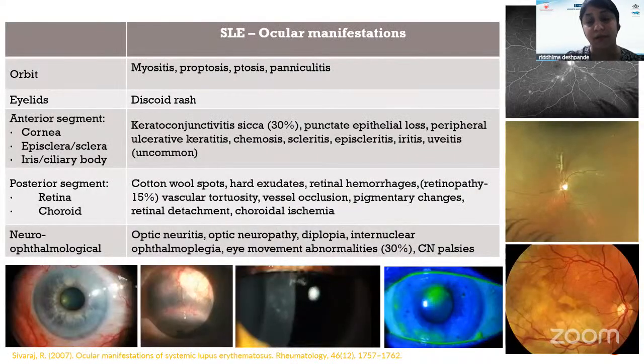Other ocular manifestations include myositis, a discoid rash, keratoconjunctivitis sicca, PUK, scleritis, episcleritis, uveitis, choroidal ischemia, optic neuritis, internuclear ophthalmoplegia, and cranial nerve palsies.